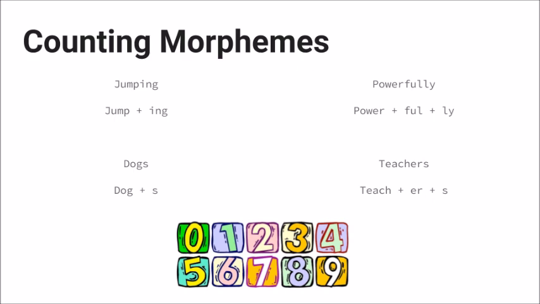Dogs. That's two morphemes. And teachers. Teach is one morpheme, teacher is two, and teachers makes three morphemes. This is because the root word teach plus er is a different meaning from adding the s or making it plural. So teacher is one teacher, and then when we add the s ending or that third morpheme, it has a new meaning.